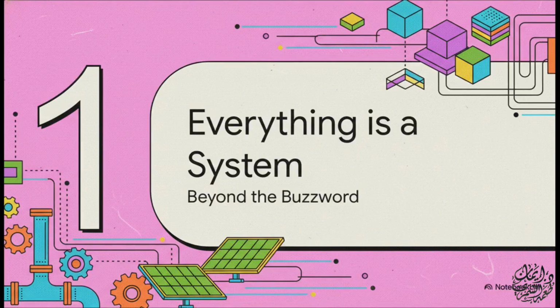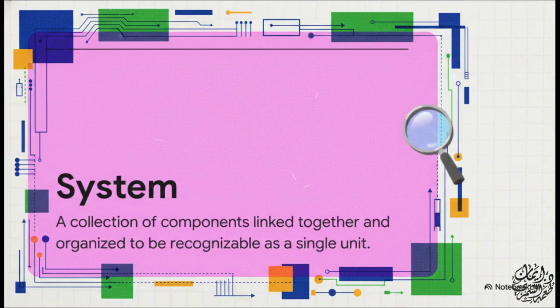We throw the word system around all the time. Plumbing systems, solar systems, computer systems. But what does it actually mean in a technical sense? Let's try to pin down a real definition for this word we use so casually. And here it is. The core definition really just boils down to three key parts. You've got a bunch of components, they're linked together, and they're organized in a way that makes us see them as just one unit. It sounds simple, but this idea is incredibly powerful.